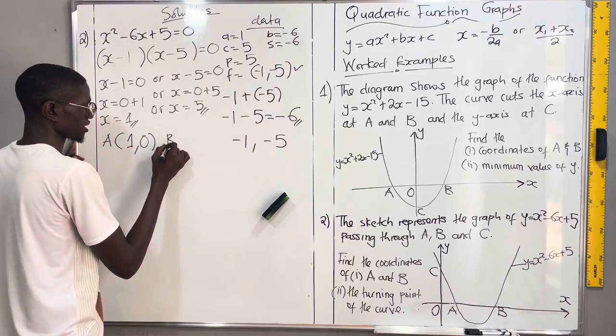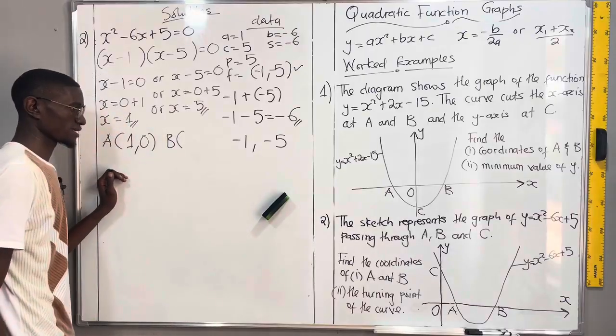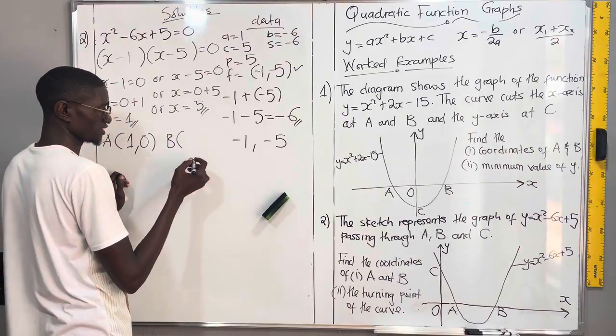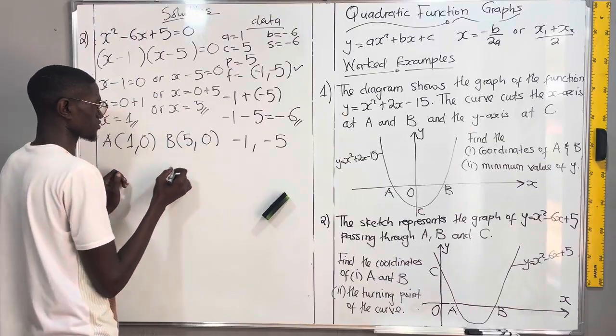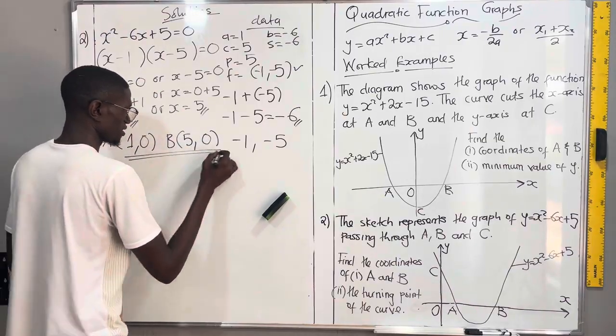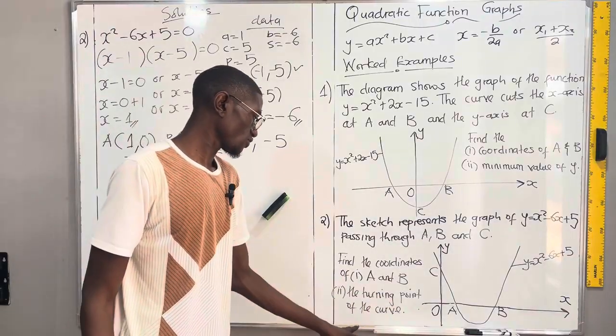We've already explained why it's a 0, because the points are lying on the x-axis. And then the coordinate for B: the x coordinate is going to be 5, and 0 for the y coordinate. And we are done. We now come to the last one. Find the turning point of the curve.